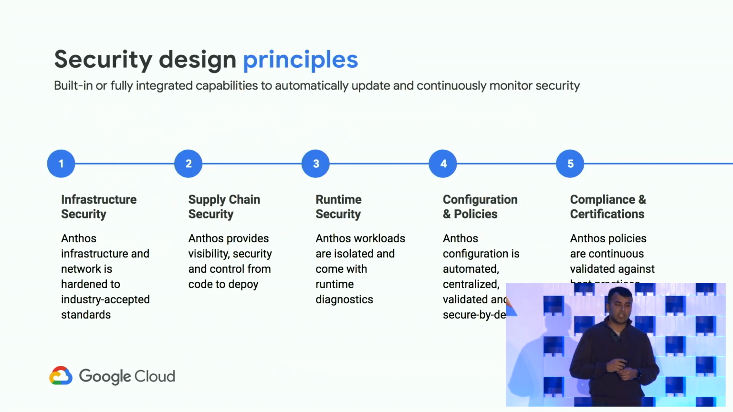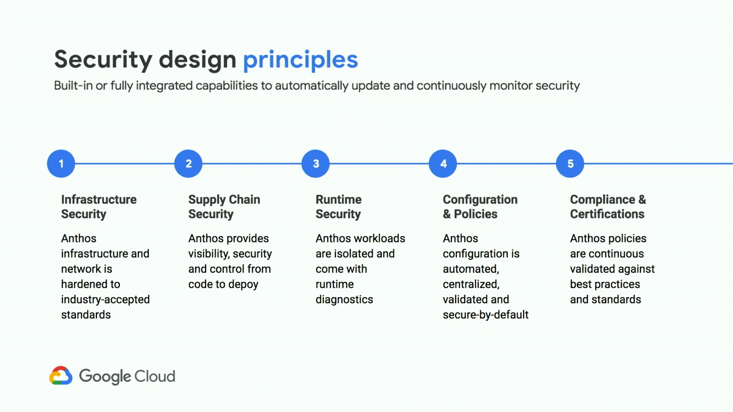Moving on. Our capabilities are organized across five core security design principles. The first of them is infrastructure security, then supply chain security, and runtime security. The fourth one is configuration and policies. The last one is compliance and certifications. We will only talk about the first three in this talk. We already discussed configuration and policies in the ACM talk in detail in the morning. Compliance and certifications is a whole big topic unto itself, and requires more than half an hour by itself.